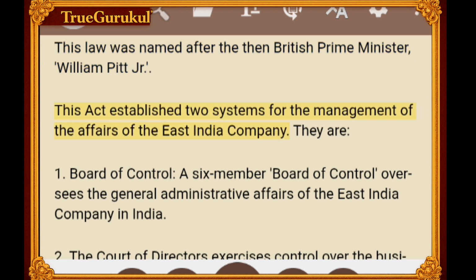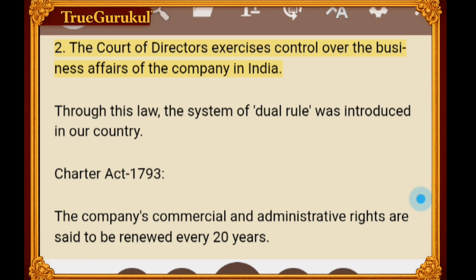This act established 2 systems for the management of the affairs of the East India Company. They are: 1. Board of Control. A 6-member Board of Control oversees the general administrative affairs of the East India Company in India. 2. The Court of Directors exercises control over the business affairs of the company in India. Through this law, the system of dual rule was introduced in our country.